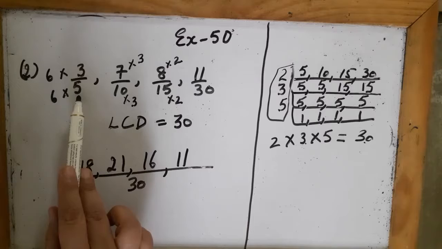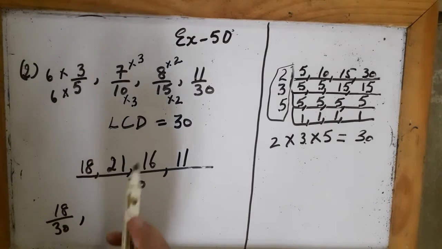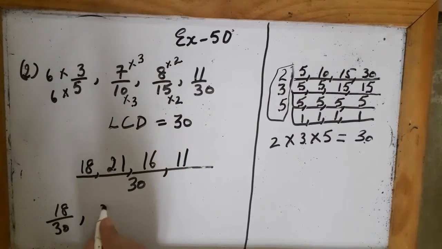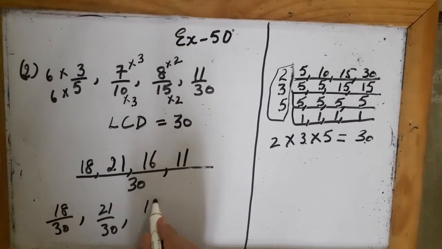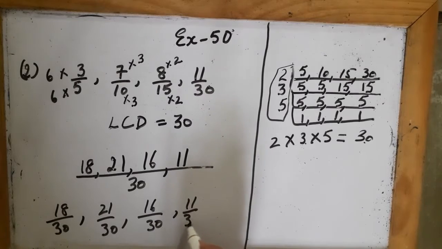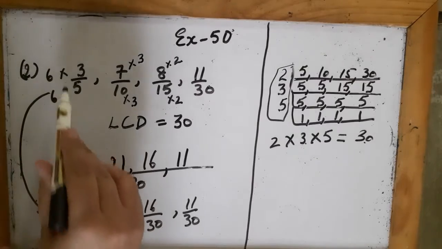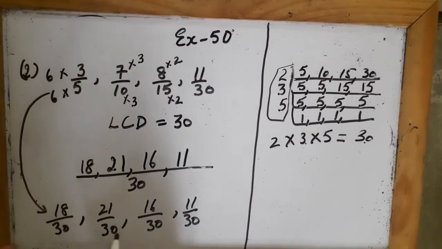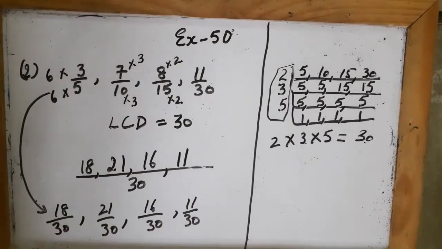Now what will the first fraction become? It will become 18 by 30. And what will the next fraction become? 21 by 30. And 8 by 15 will become 16 by 30. And 11 by 30 is 11 by 30. Now what I have done, I have converted these unlike fractions into like fractions, all having the denominator 30. So this is how we convert unlike fractions into like fractions.